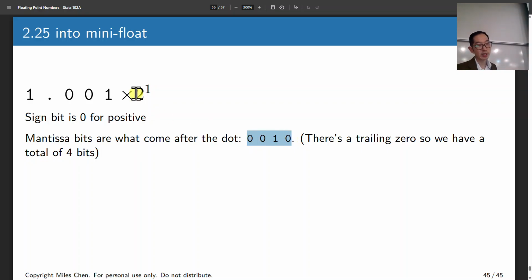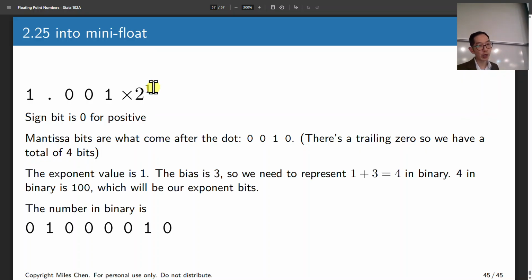All right, 2 to the 1. If 1 is my exponent, I add my bias of 3, which takes me to 4, and I encode 4 in binary, which is going to be 100. So positive number, 0 for the sign bit, 100 for the exponent to represent 4 with a bias of 3, and the mantissa bits are 0010.